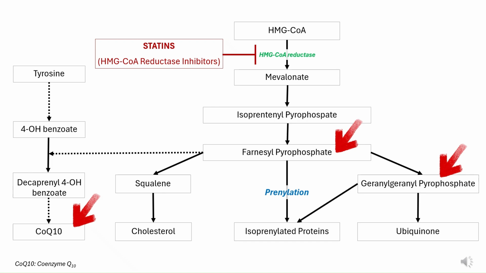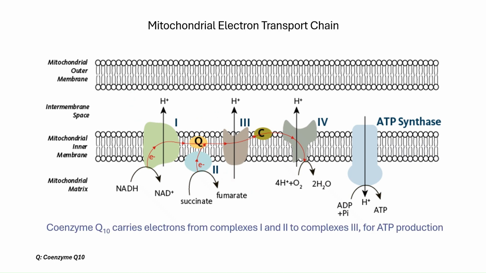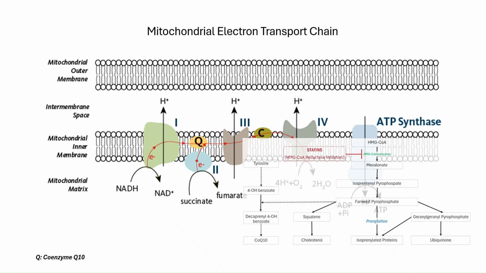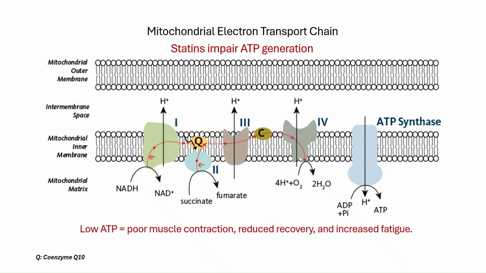Let's look at the leading pharmacological theories. Coenzyme Q10 is a key component of the mitochondrial electron transport chain, where it helps shuttle electrons between complexes 1 and 2, critical for ATP production. When statins block the mevalonate pathway, they inadvertently reduce coenzyme Q10 synthesis. This leads to impaired mitochondrial ATP generation, leaving muscle cells energetically starved. Low ATP equals poor muscle contraction, reduced recovery, and increased fatigue. This energy shortfall is one reason for muscle weakness, cramps, and myalgia.